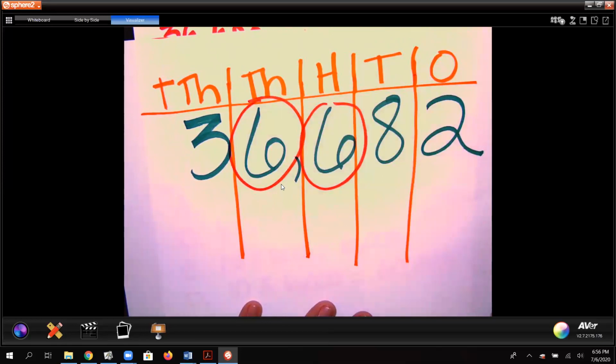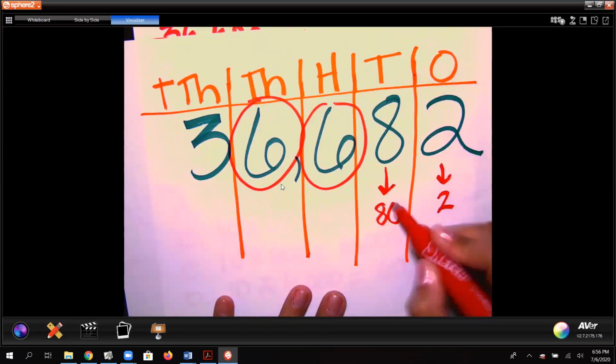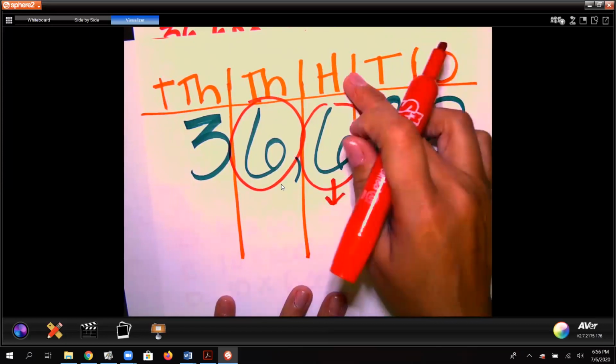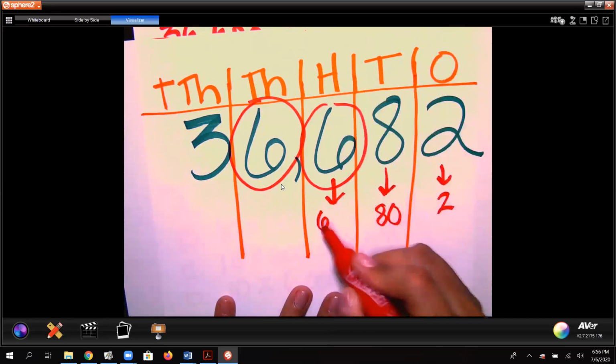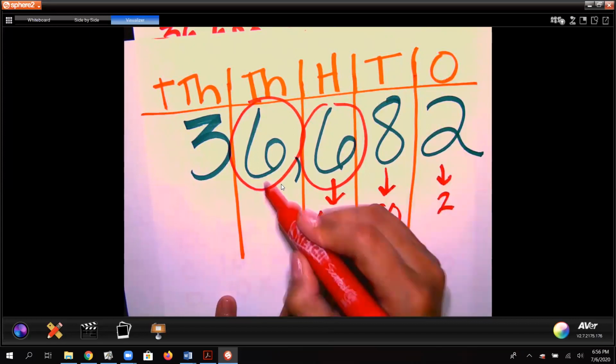They want us to find the values of the 6s. We can go ahead and write all the values. So this is 2, the value is 2 because it's in the ones place. What is the value of this 8? It's in the tens place, so the value is 80, right? What's the value of this 6? It's in the hundreds place, so the value must be 600.